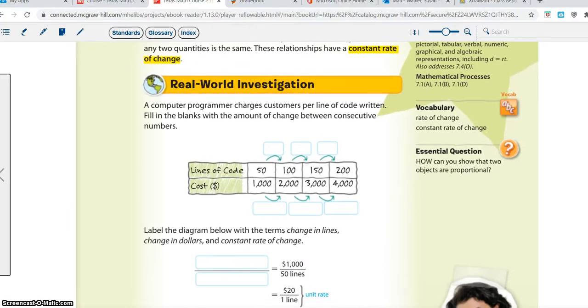We're actually going to talk about two things. We're going to talk about something called a constant rate of change, and we're also going to talk about something that is proportional. So, what you see here says a computer programmer charges customers per line of code written.